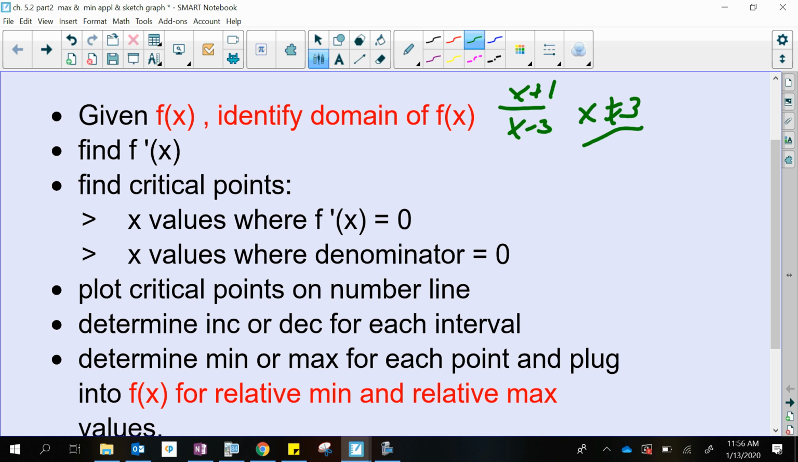Then we find the derivative, then we find the critical points: the x value where the derivative equals 0, and the x value where the denominator equals 0. But check it with this value, because if it's the same, it's not a critical value.